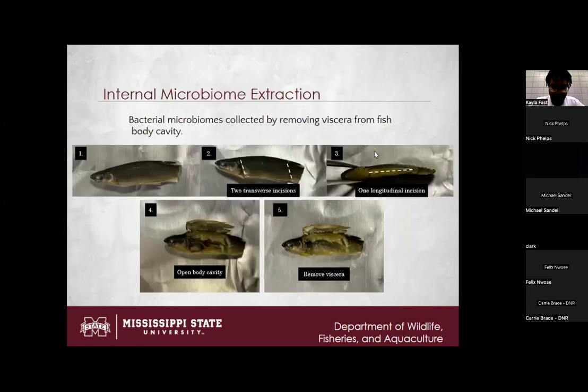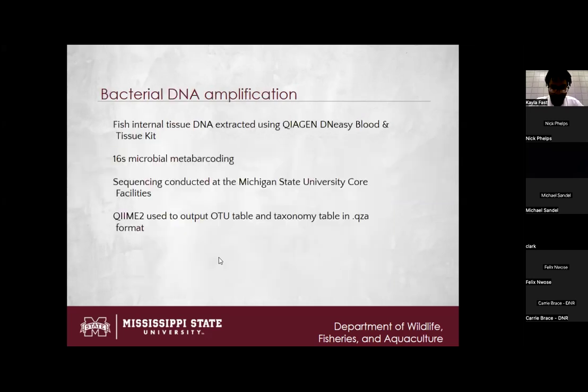So to collect the bacterial communities of our fishes, first we had to dissect each individual fish. These fish are about 1 inch long, and we did dissections of the body cavity, and we removed the entire internal viscera of each fish after opening up the body cavity, and we used traditional methods to extract DNA from the internal viscera of each body cavity from fishes.